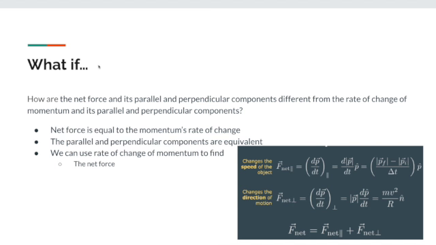Answering "What if?": how are the net force and its parallel and perpendicular components different from the rate of change of momentum and its parallel and perpendicular components? Net force is equal to the momentum's rate of change, and the parallel and perpendicular components are equivalent to what's shown in the screenshot at the bottom. But we can also use the rate of change of momentum to find the net force, while we would need the mass to find the net force otherwise.